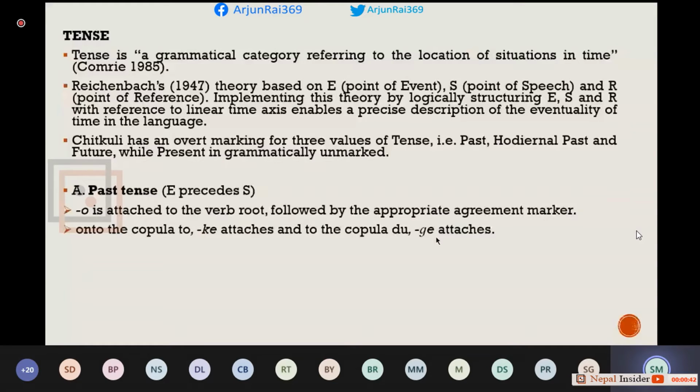So to mark past, you simply have an exponent O that attaches to the verb root. After that, just like the table that I showed you in the last slide, you have a marker to signify a subject agreement. And if you have a copular construction, if it's a to copula, you have K attached to mark past. If it's a do copula, you have Gay. So, of course, this is in congruence with the voicing features we can see. With the to copula you have ka, and with the do copula you have ka.